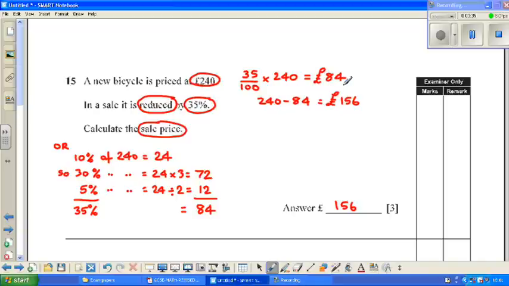So that's the amount that they're taking off, the 35% discount. But you've got to subtract that from the original price.